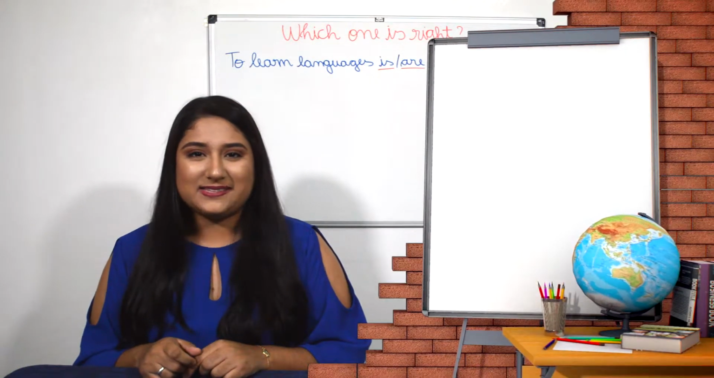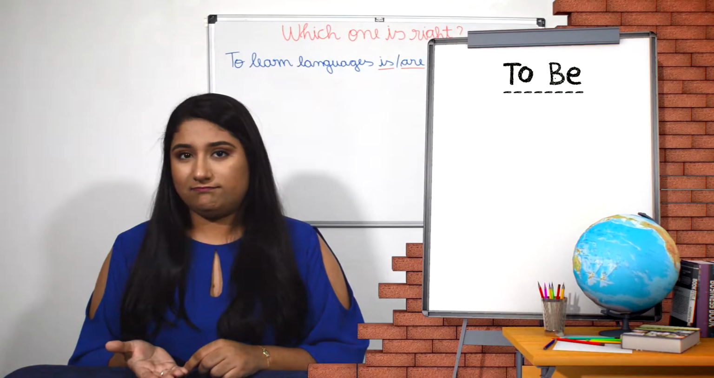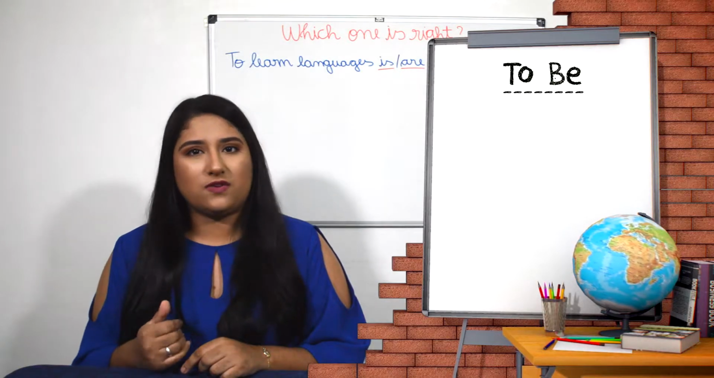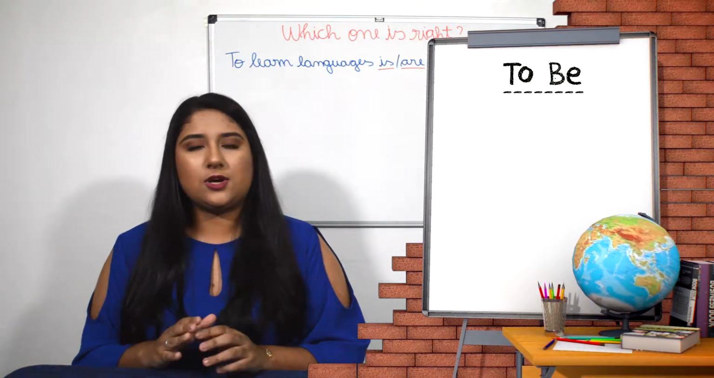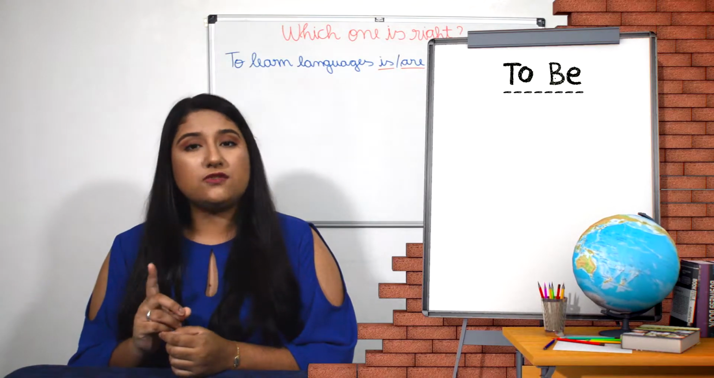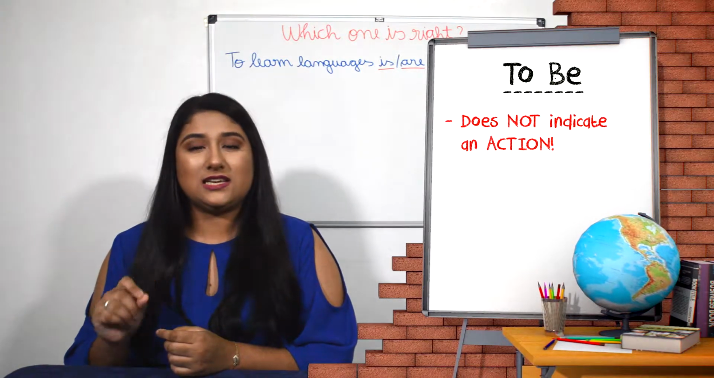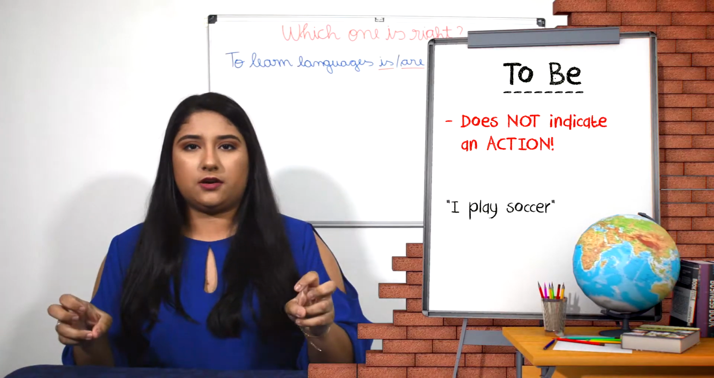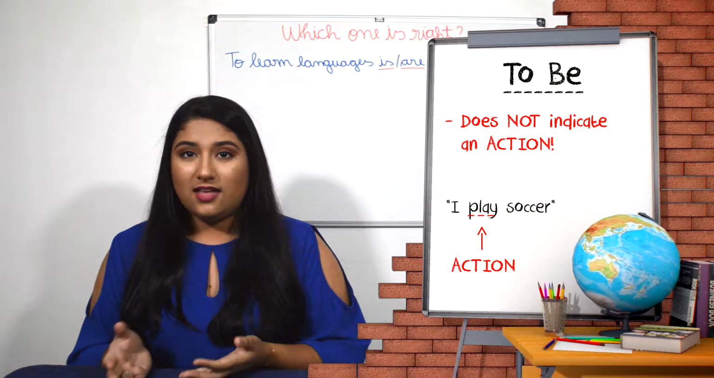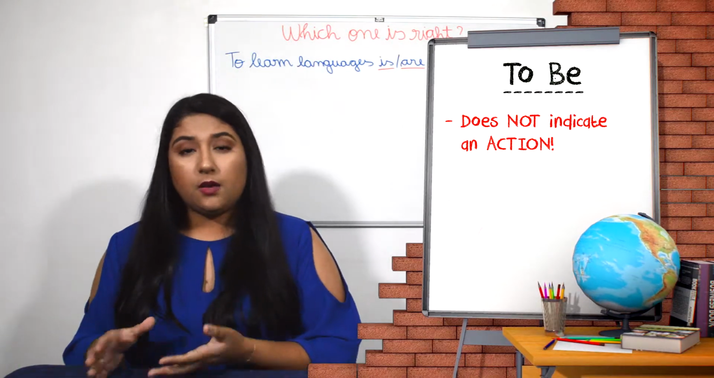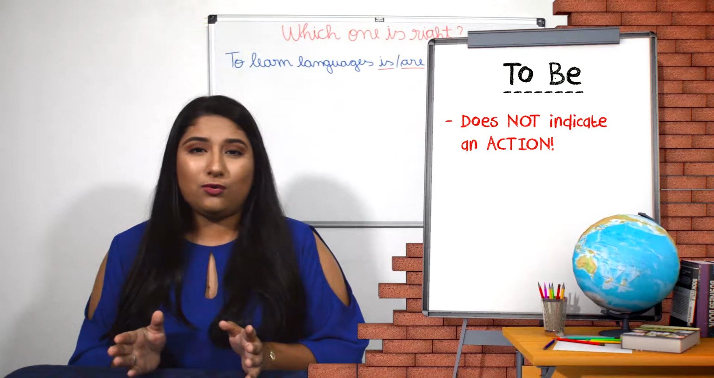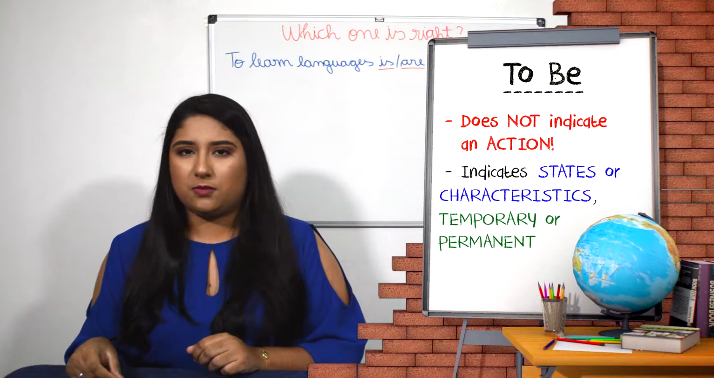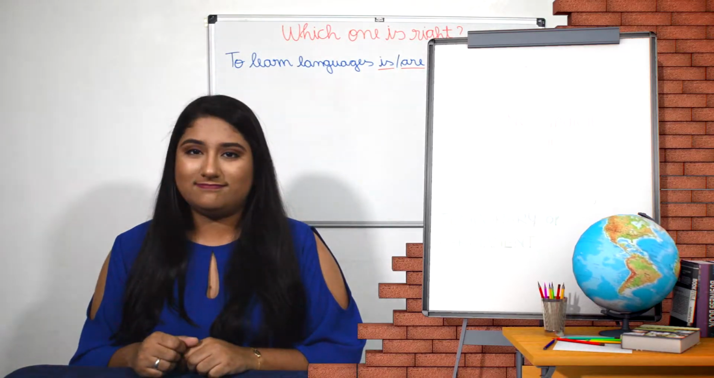So let's get going, guys. What does this verb to be mean? It is a special verb that doesn't use the structures we saw in the previous video. But anyways, let's talk about its characteristics. First of all, this verb doesn't indicate an action. For example, when you say, I play soccer, you're talking about an action, right? The action of playing soccer. But with the verb to be, no. It indicates states or characteristics, temporary or permanent, of something or someone.